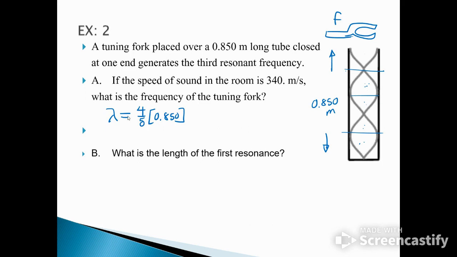So 4 divided by 5 times 0.85, and we get 0.680. And now that we have the speed of sound, we can calculate the frequency of the tuning fork, which is V over lambda, 340 over 0.680, and that's 500 hertz.